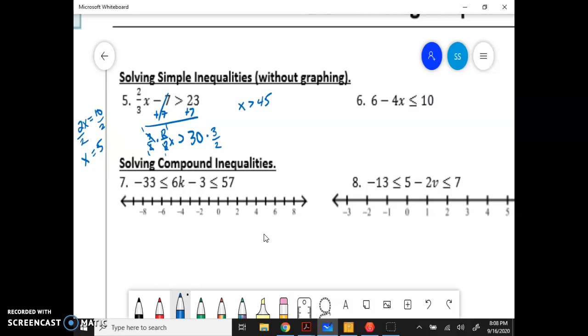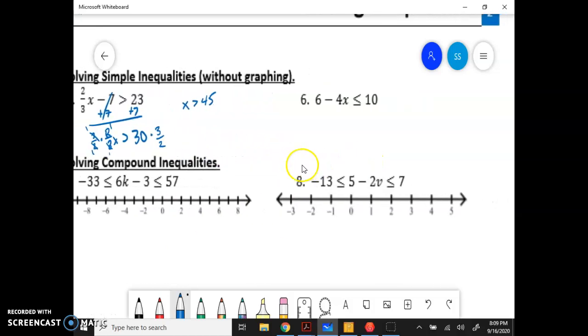Okay, and you could use your calculator. There's that n over d key. If you're not comfortable with multiplying fractions, just go ahead and use your calculator for that. All right, so number 5, x is greater than 45.